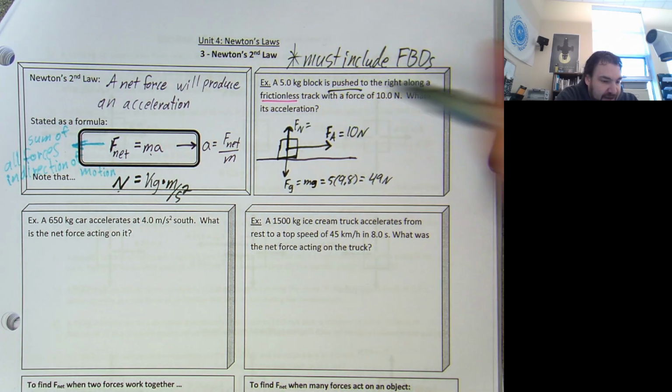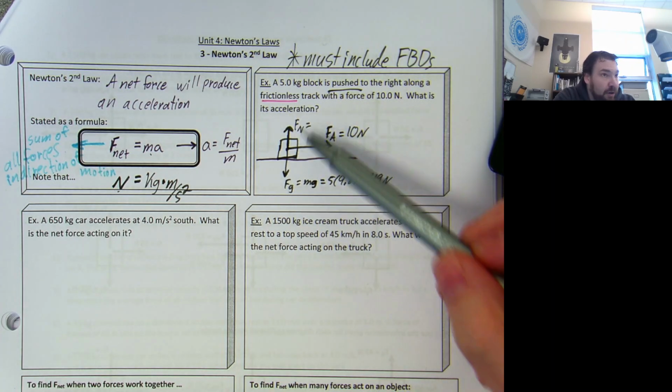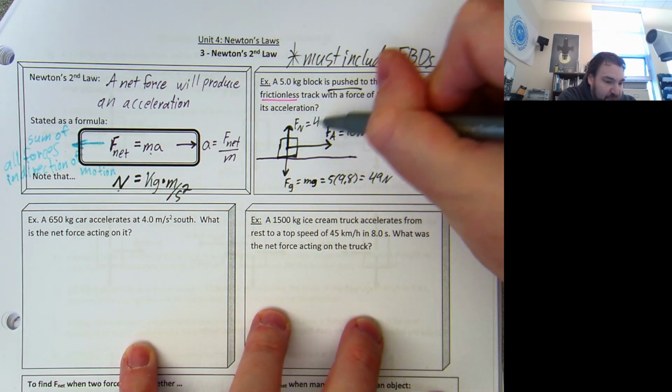And Ray, you said that the normal force, because there's no other forces up and down, these two must be equal. So you've got an Fn that's also 49 newtons.